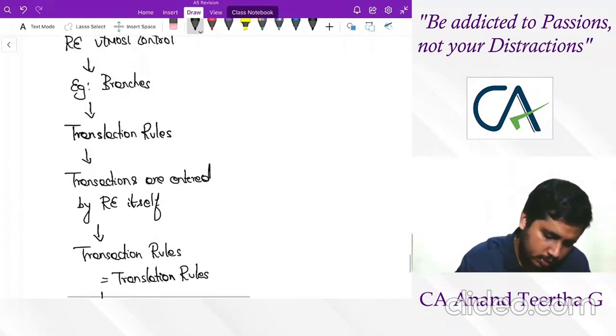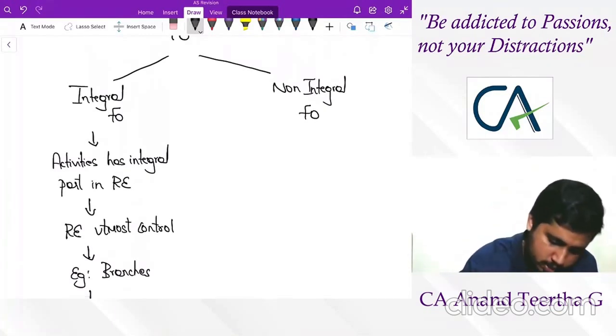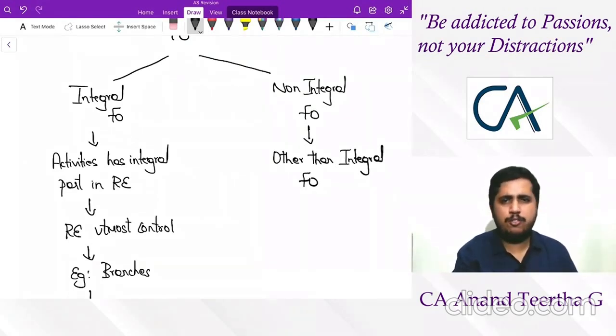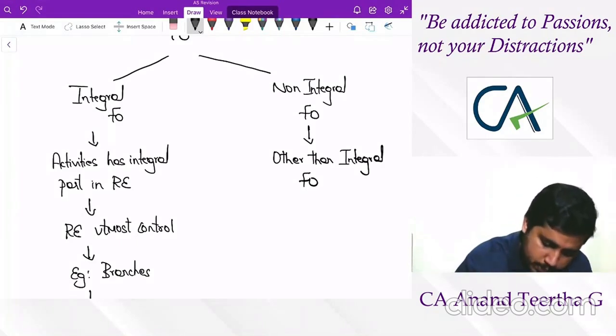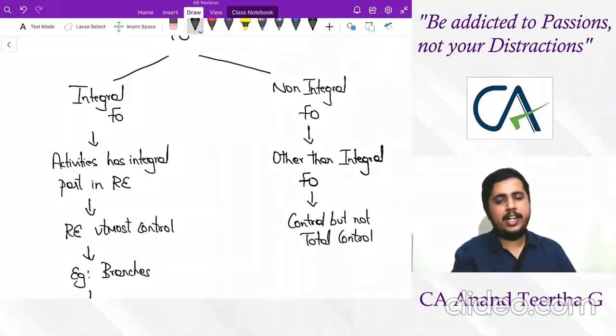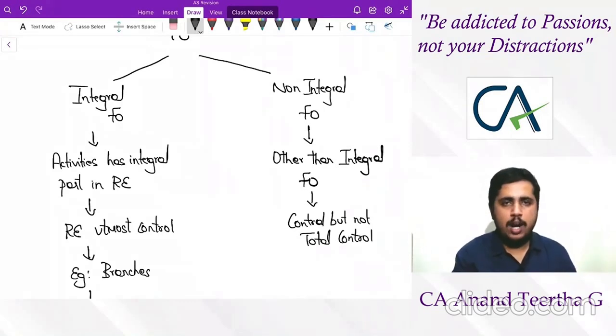Now we have to start with, what do we mean by non-integral foreign operation? First, they are other than integral foreign operation, which basically means it does not form an integral part of the organization, which means there is no utmost control. There is some sort of control, but not total control. The other entity will have decisions of its own. You are going to have an influence or you control their decisions, but not totally. To the extent possible, you will control it, but not in total.